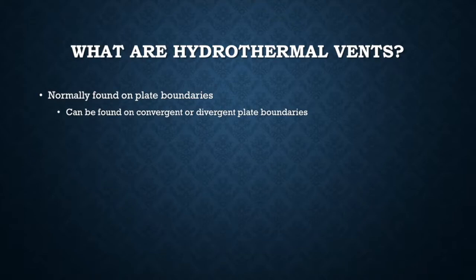Hydrothermal vents are normally found on plate boundaries, typically convergent or divergent plate boundaries. Just to review, convergent is near subduction zones, just like the Marianas Trench. Divergent plate boundaries are where new crust is formed, typically just like the mid-ocean ridge. And some are also found along transform faults, which you'll see in the next figure.